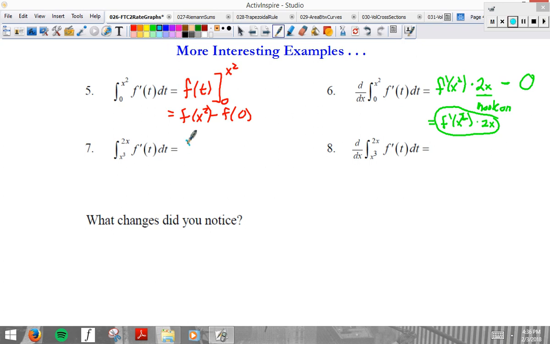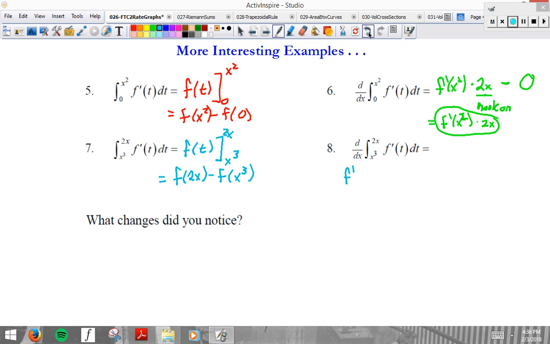In this case, it's pretty much the same as the example above. F of t would be the antiderivative, evaluated from x cubed to 2x. So we're talking about f of 2x minus f of x cubed. And here we're taking the derivative of this answer.